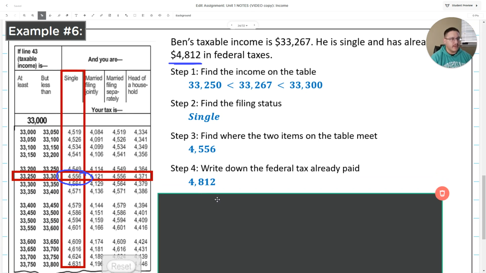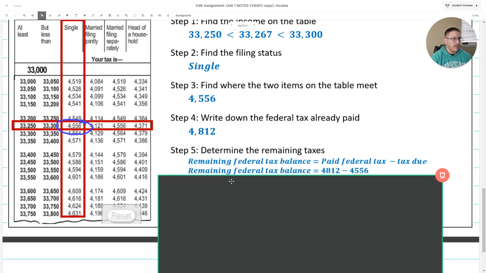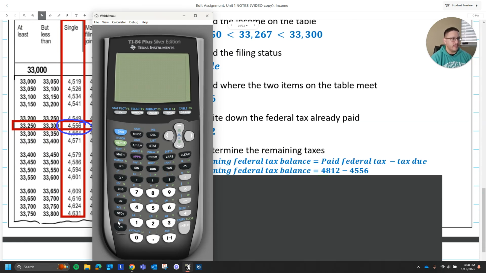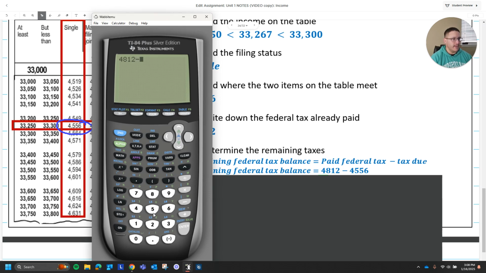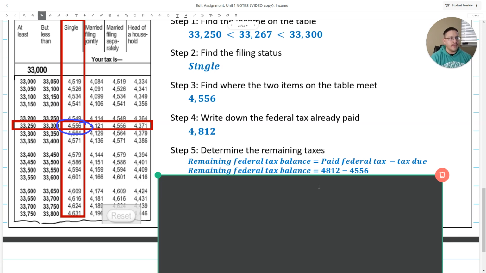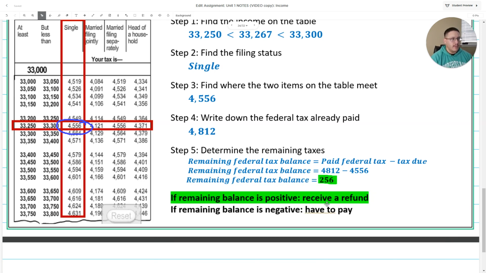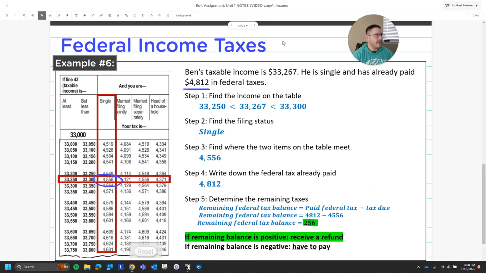And then we're going to subtract the two. So subtract 4,812 minus 4,556, which is $256. So now this is a positive number. This is a positive result, meaning he's going to be owed a refund for paying more taxes than what he should have been. So he will receive a refund based on that number right there. That's it for example 6.